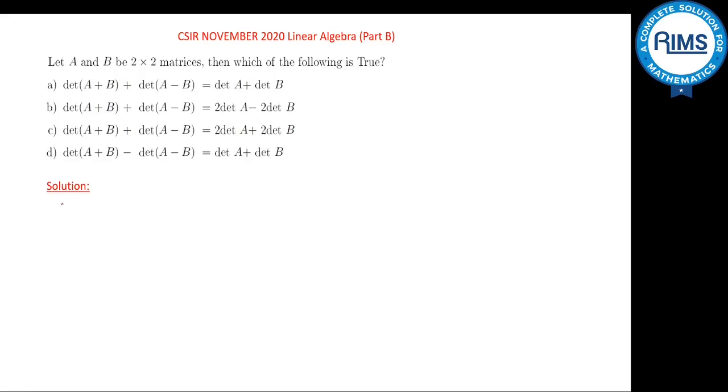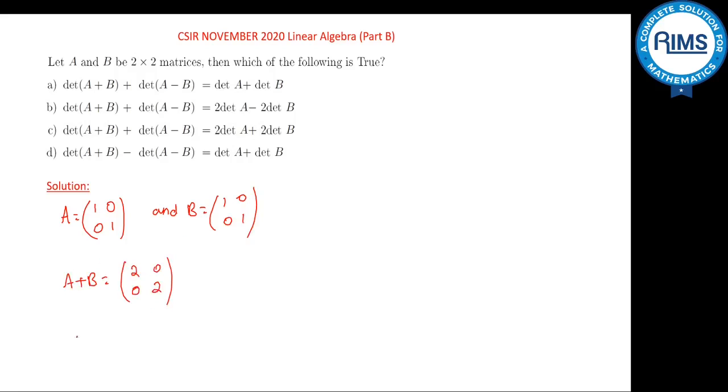For that, here I consider capital A is the 2 by 2 identity matrix, that is 1 0 0 1, and capital B is also 1 0 0 1. And what is A plus B? A plus B equal to 1 plus 1 is 2, that is 2 0 0 2, and A minus B is the 0 matrix, that is identity minus identity, which is the 0 matrix.